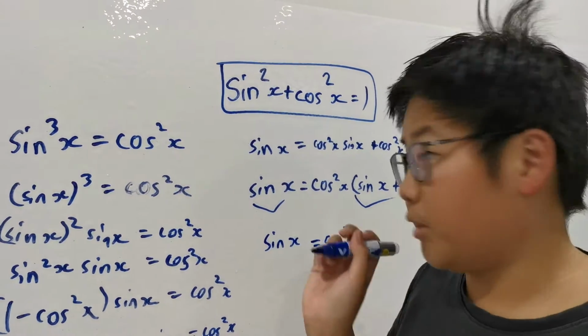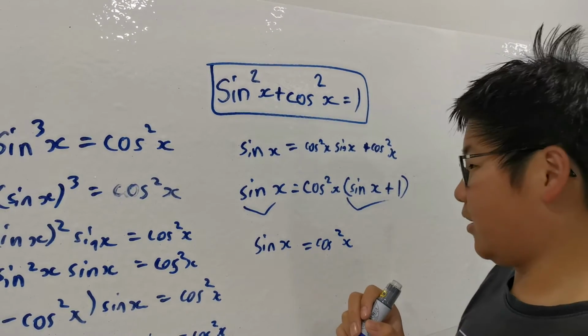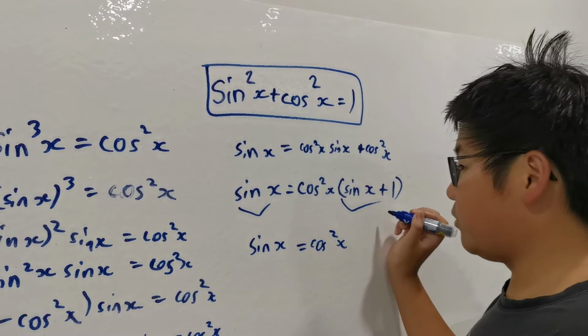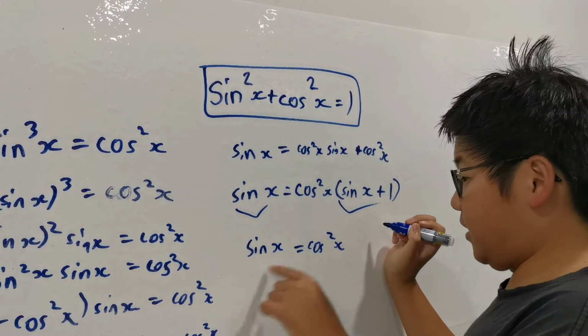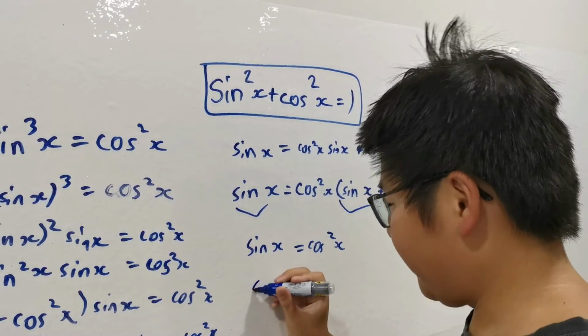Now, in order for this equation to be true, one of these components must be equal to sine x. Then sine x plus 1 cannot be equal to sine x. We put sine x is cos squared x, making cos squared x a subject in this wonderful identity.